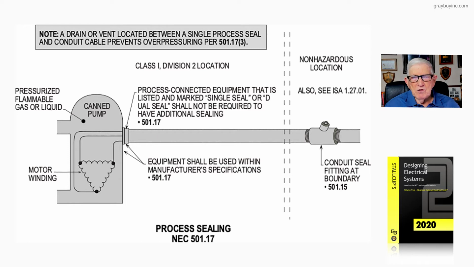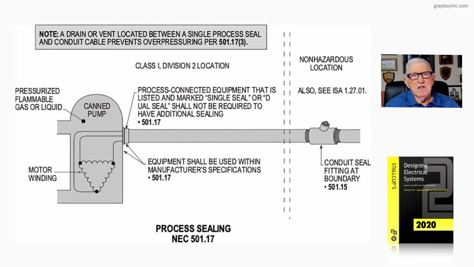Equipment should be used within the manufacturer's specifications 501.17, or you'd go over to, I believe it's chapter 235 and 70B and get your maintenance procedures. But notice that's the only seal you need. You do not need an add-on seal under the conditions where you had a single seal or dual seal that's rated. Basically, it's two seals, see.